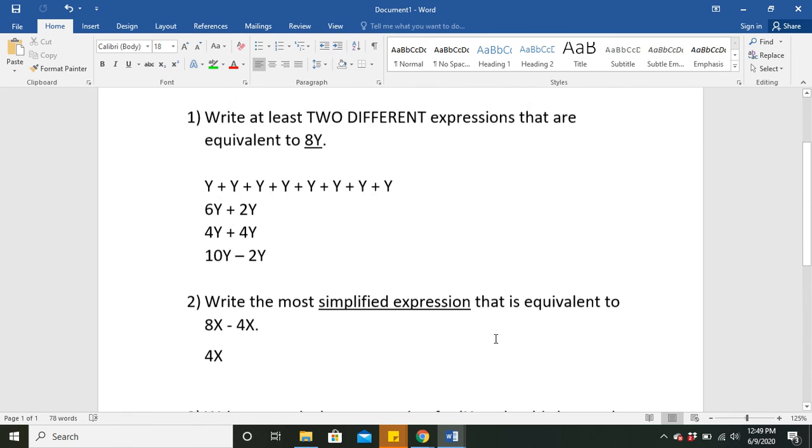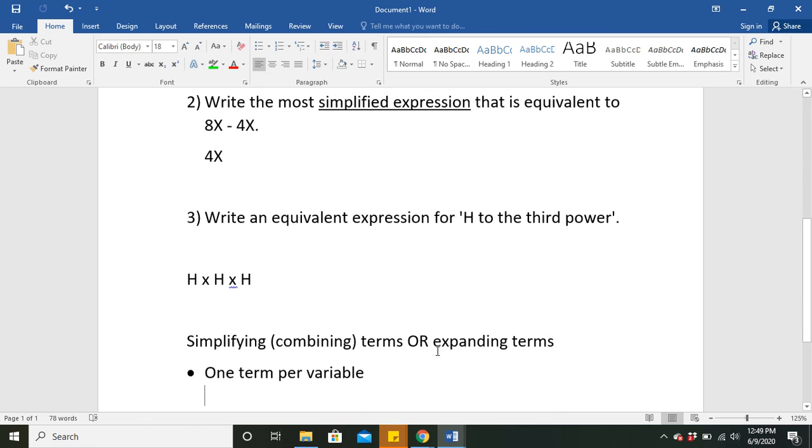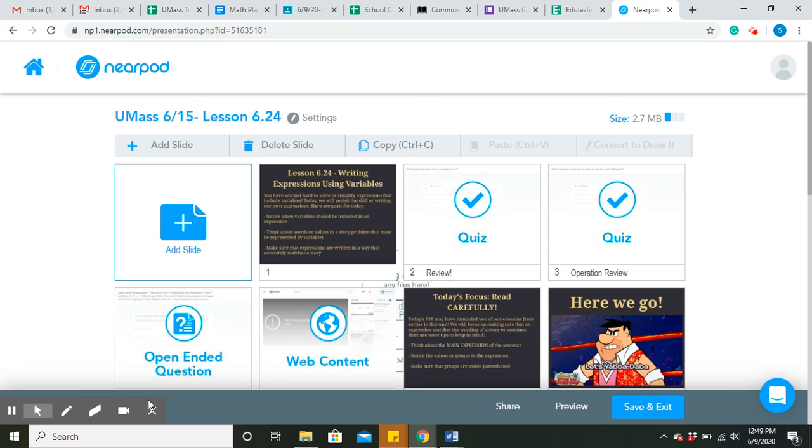For example, we broke up 8y into multiple terms. So let's keep that in mind as we jump into today's lesson, and hopefully we'll show excellent growth.